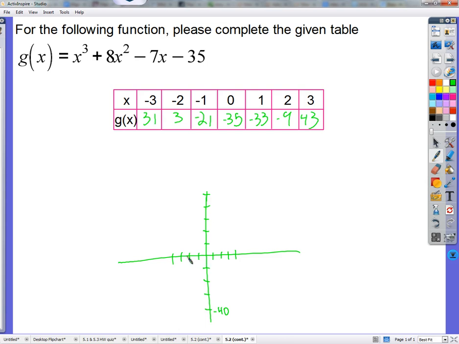So we'll start here. Negative 3 and 31. So that's 30, 31 to be right about there. Negative 2, 3. Very small. Get a different color so we can tell the difference. So 3 is like there. Negative 1, negative 21. 0, negative 35, there. Negative 33, there. 2, negative 9, and 3, 43, about there. All right, so we plotted some points.